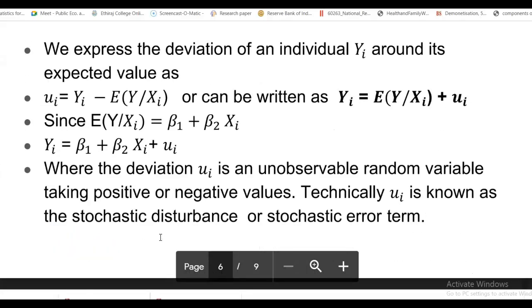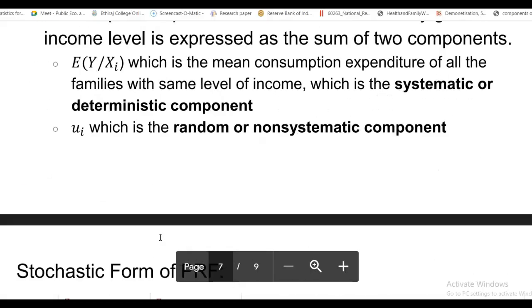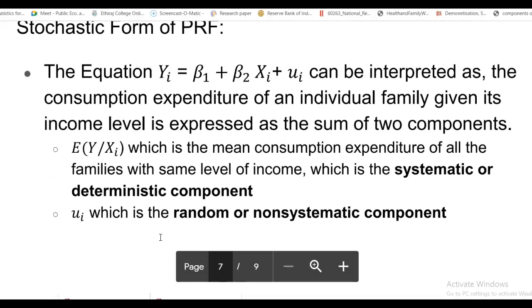Here the deviation Ui is an unobserved random variable taking positive or negative values. Why? Because each family has their own way of spending. That is the stochastic disturbance or the error term. It is called an error term because the consumption expenditure value is not always equal to the average value. There is a discrepancy, a difference, and because of that we get this stochastic form. That is what is mentioned in the further slides.